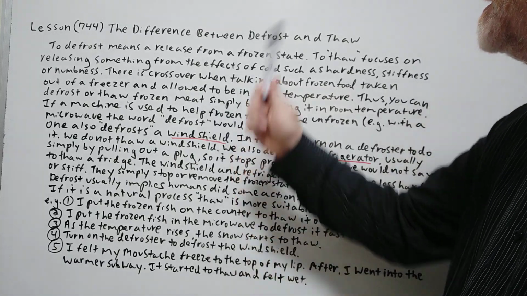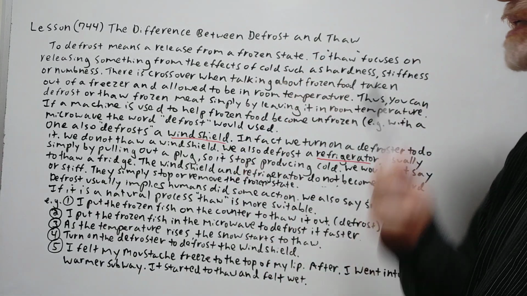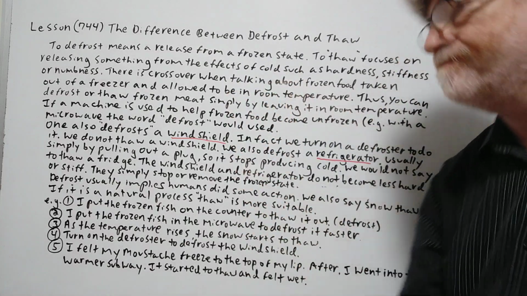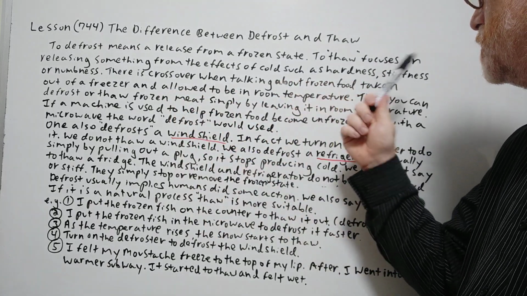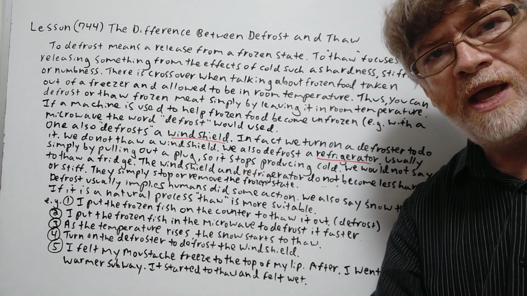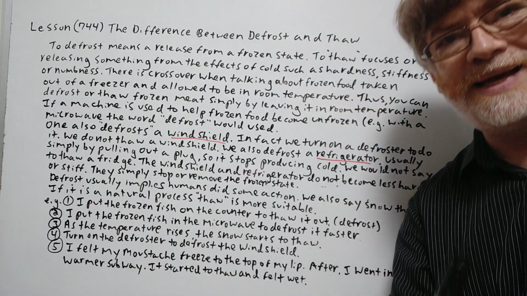Title of today's lesson is the difference between defrost and thaw. Okay, somebody wants a screenshot or not. Let's get right to it. To defrost means a release from a frozen state. To thaw focuses on releasing something from the effects of cold, such as hardness, stiffness, or numbness. So a lot of times we use thaw. The goal is to make something less hard or less stiff.